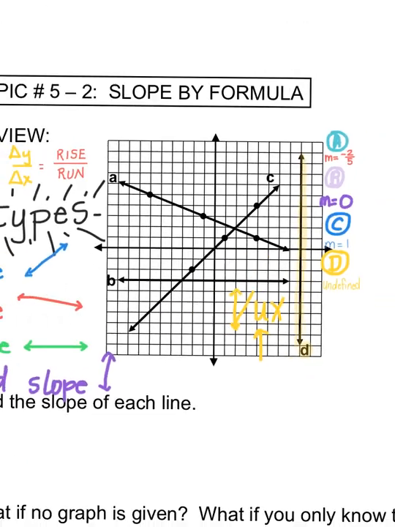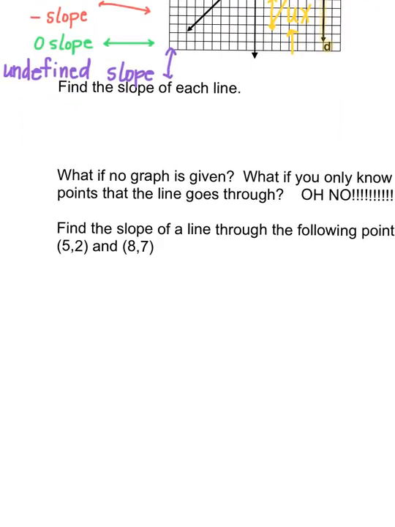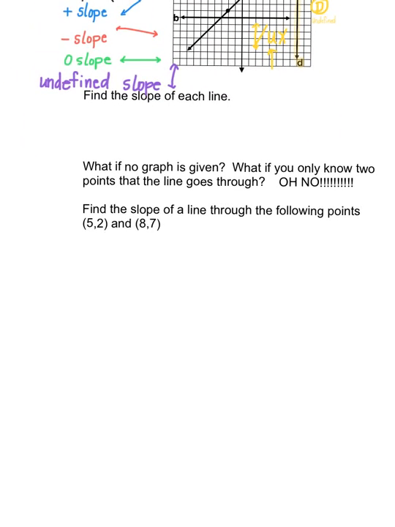So we know how to find the slope given a graph, but what if no graph is given? What if you only know 2 points that the line goes through? Well, if you're given 2 points, you can find the slope of the line using the formula.